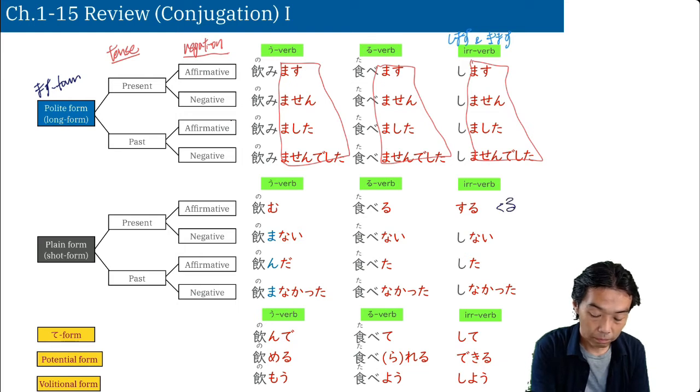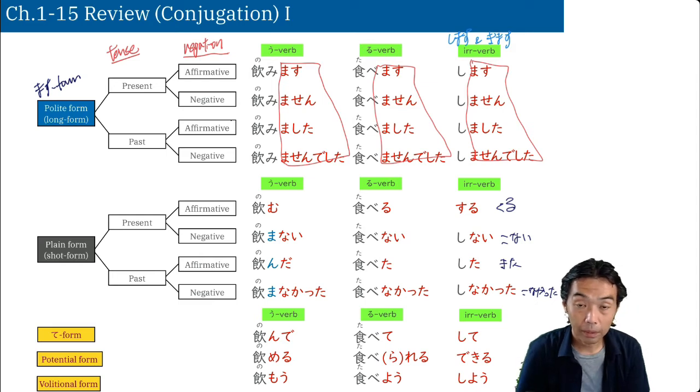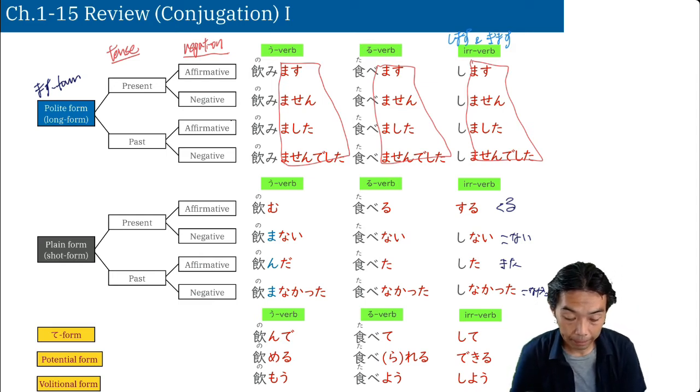Shinai or 来ない, した or 来た, しなかった or 来なかった. Okay, so you just have to memorize these 8 things.